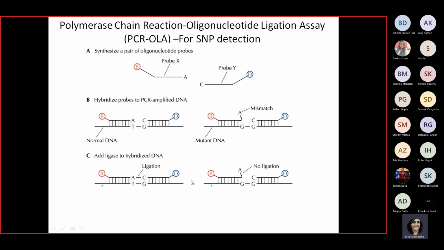So this is how you can finally figure out that the wells where you are seeing, let's say, purple color, if I have given a colorimetric reaction, are the ones where the wild type allele is there, while in the wells where the wild type allele was not there, I will not see any color or fluorescence. I hope this technique is clear?